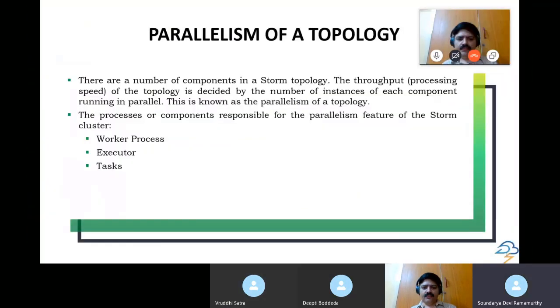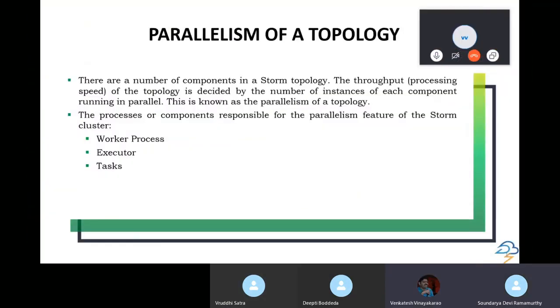Okay. Hello. We have seen about topology, how the topology is made of bolts and spouts.